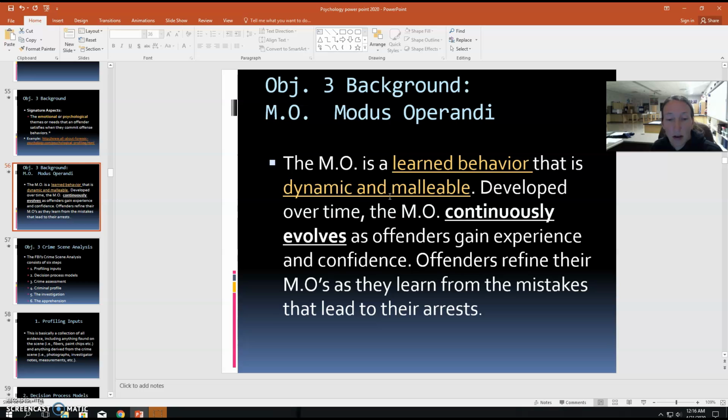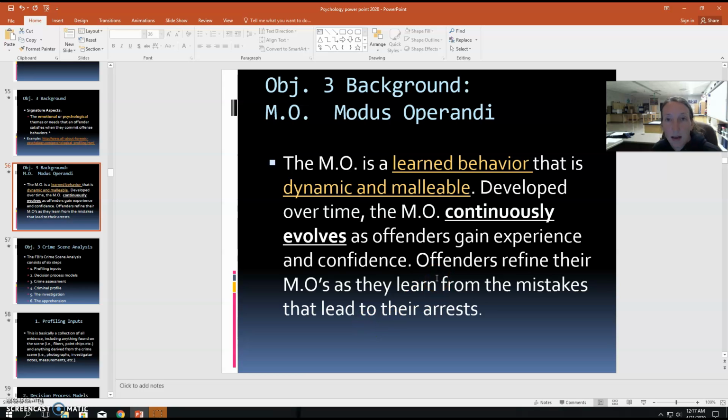Dynamic, you're looking at it, they do repeat a lot of the same tendencies as before, but malleable means it's going to fluctuate, it's going to change, it's going to escalate. Okay? So these are developed over time. It's continuously evolving, like we said, as offenders gain experience and confidence. So offenders refine their MOs as they learn from their mistakes. Mistakes that you hope would lead to their arrest, right?